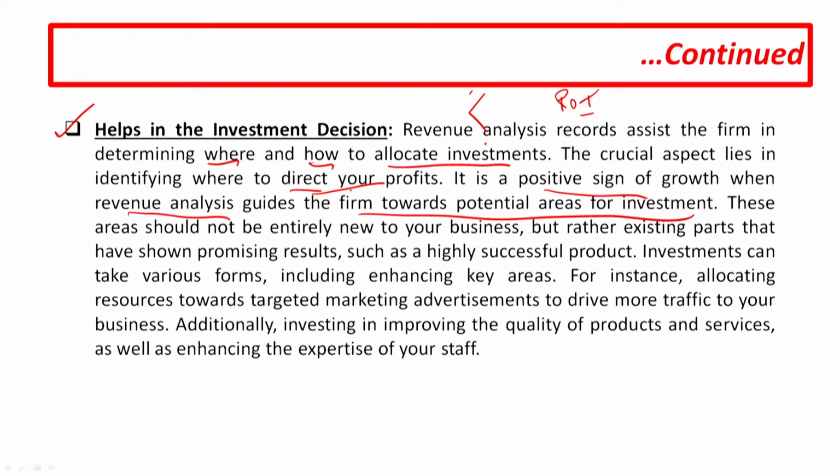These areas should not be entirely new to your business, which means the investment you are making should not entirely be new to your business, but rather existing parts that have shown promising results, which means the parts which have shown positive results, such as a highly successful product. So investment can take various forms, including enhancing key areas. For example, allocating resources towards targeted marketing advertisements to drive more traffic to your business.